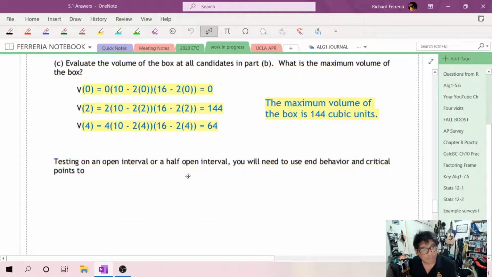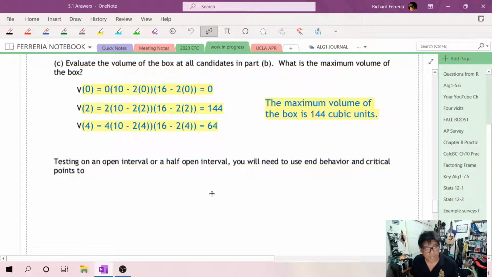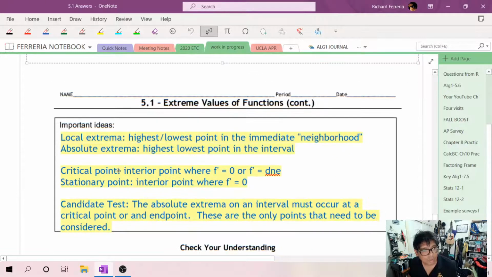So you substitute into the volume formula. Testing an open interval or a half open interval, you're going to have to know the end behavior and critical points to find the actual maximum and minimum values. And that brings us to the end of this section with our important ideas.